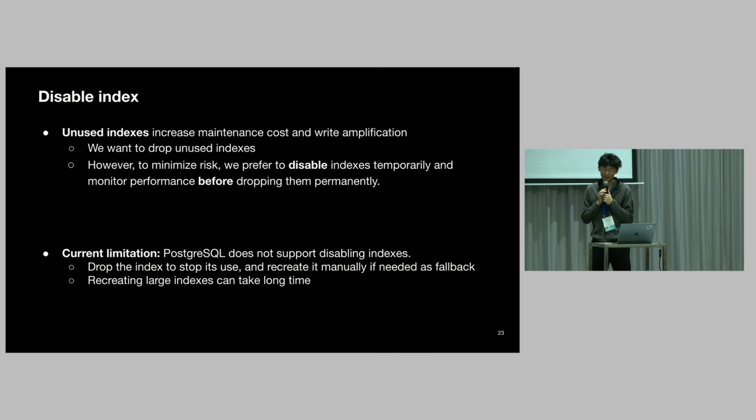I think currently Postgres does not support disabling indexes, which means that if we want to disable an index, we have to drop it. And if dropping the index makes the application slow, we have to recreate it manually as a fallback. But sometimes, for large indexes, it can take a long time to recreate the index.